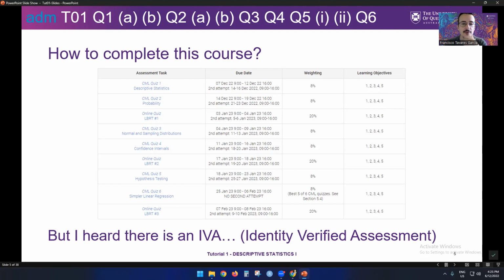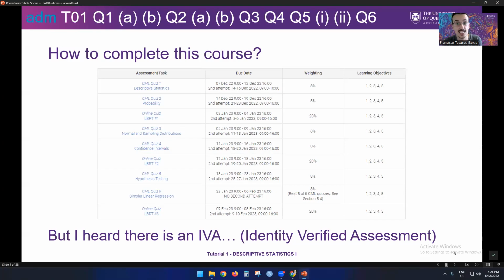It's interesting, but for the CML quiz, it's actually recommended that you sit with a friend to try to solve it together. You have quite a span, as you can see, quite a long period to do it. So maybe you can help each other, because probably you have different questions. While for the LBRT, we need you to do it by yourself.